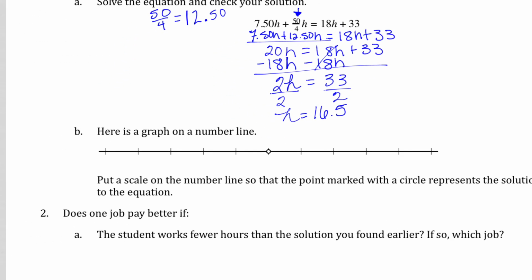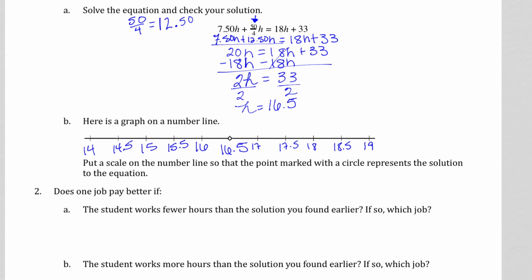All right, so graph it here on the number line, so we're just going to put 16.5 right here. And then, I believe when I did this last time, we did 17, 17.5, 18, 18.5, 19. And then going down, we'll have 16, 15.5, 15, 14.5, and 14. So there's our scale, so that the circle represents the solution.